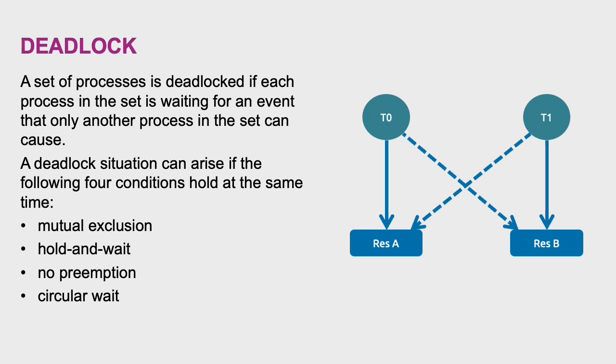Condition 4, circular wait. There exists a circular chain of two or more threads where each thread is waiting for a resource held by the next thread in the chain. This creates a closed loop of dependencies, causing each thread to wait indefinitely.